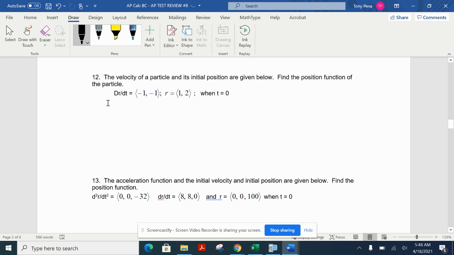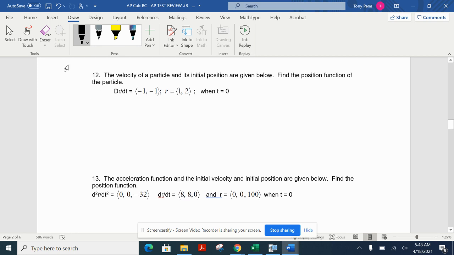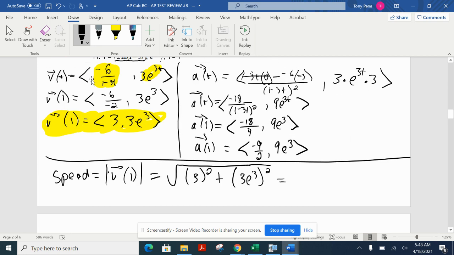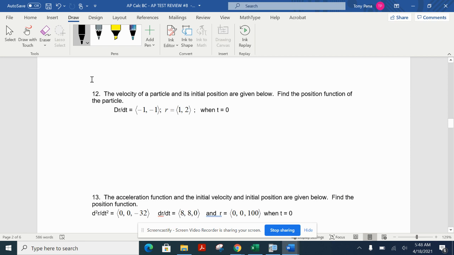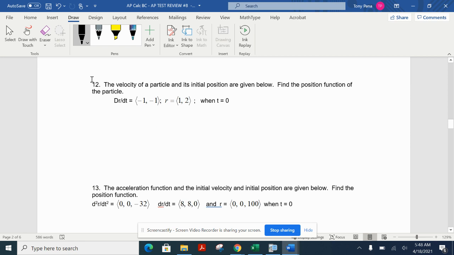Then we did, so those are derivative ideas. If I give you a position vector, be able to take our first derivative, second derivative, velocity, acceleration. Then we did the antiderivative of these. So what this is telling us is this is your velocity vector. This is dr dt, and it's just -1, -1. And then our initial position, so at the time of 0, we have an x position of 1 and a y position of 2.